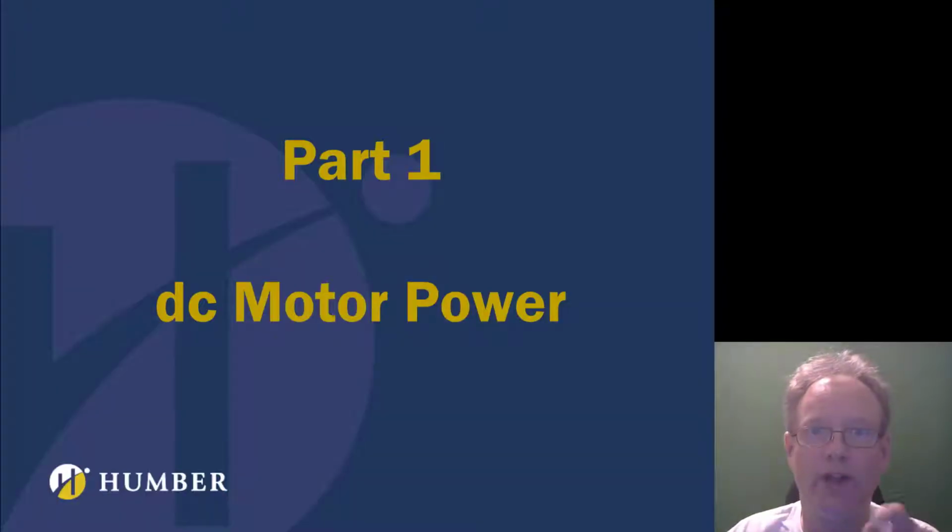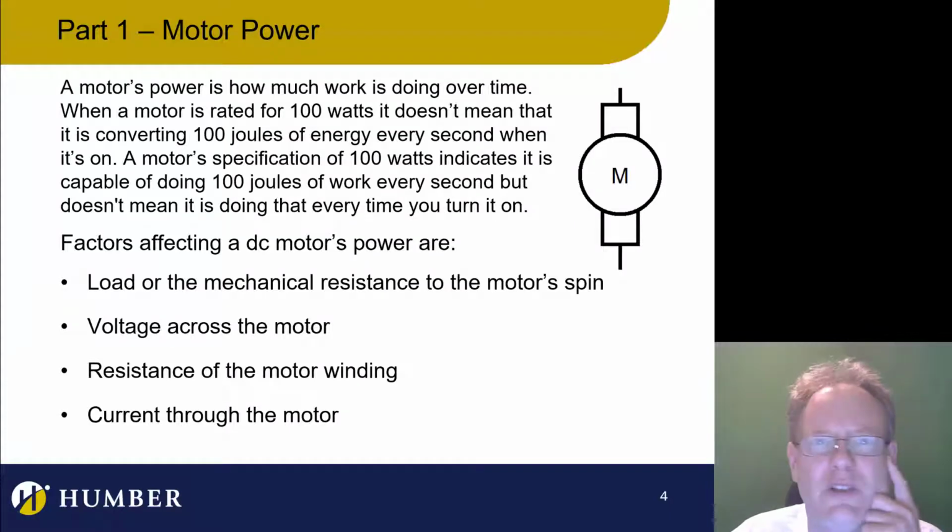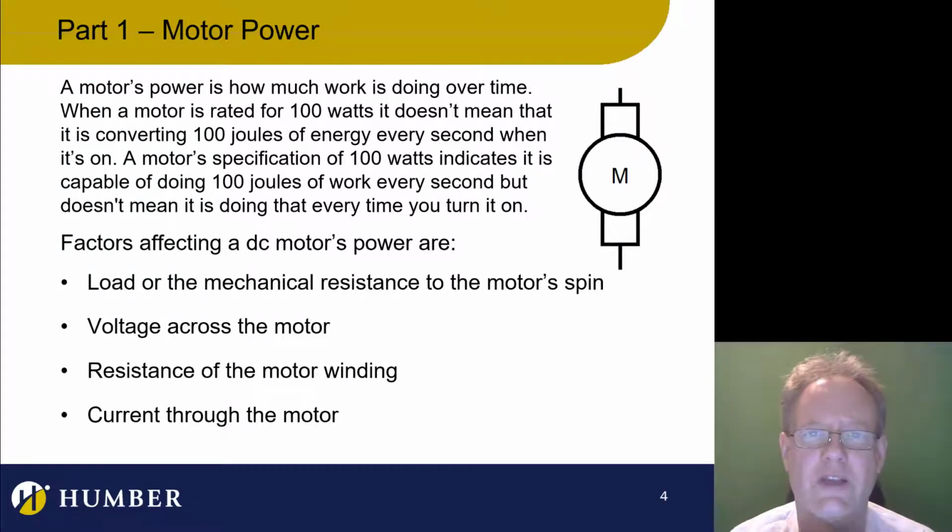So let's jump into it and talk about power. But what is motor power anyway? What's DC motor power anyway? So a motor's power is how much work it's doing over time. Okay, so work is just energy. So when a motor is rated, say, for 100 watts, it doesn't mean that it's converting 100 joules of energy every second. It's rated for 100 watts.